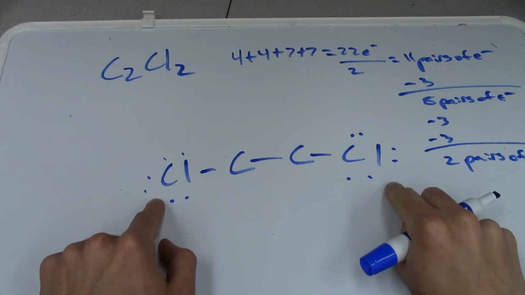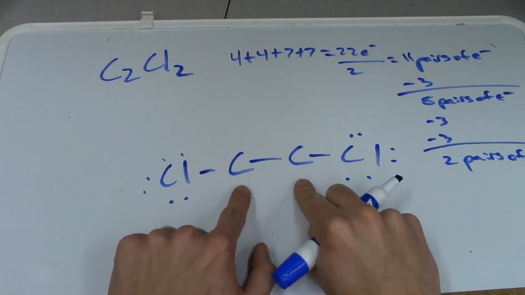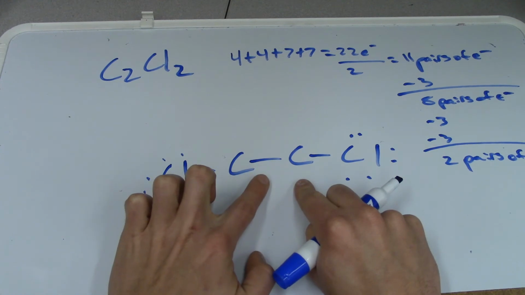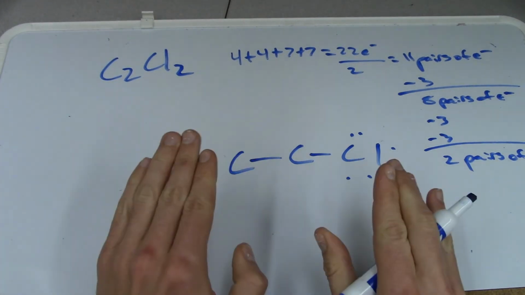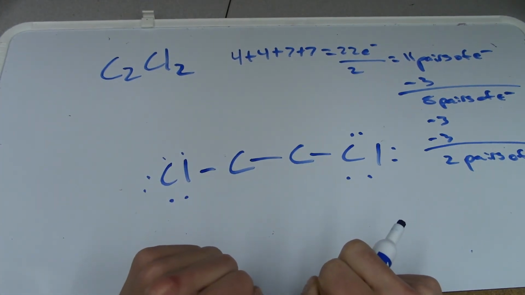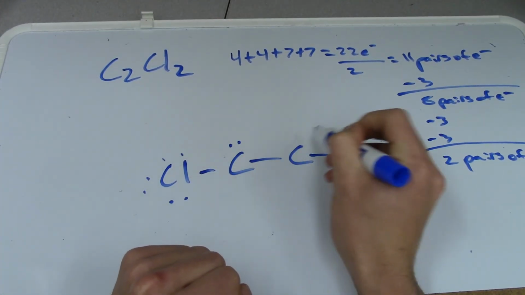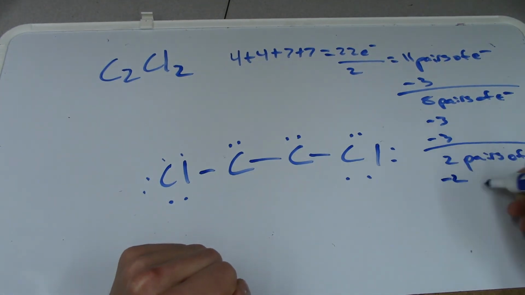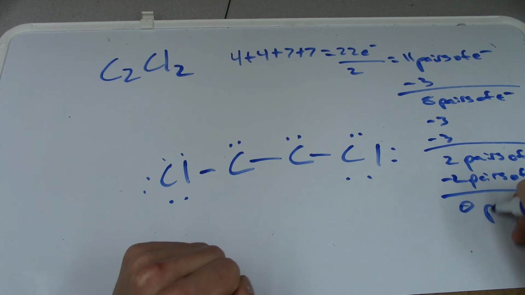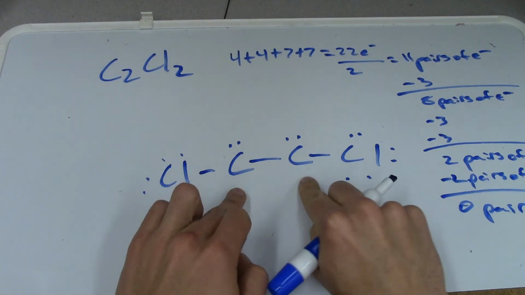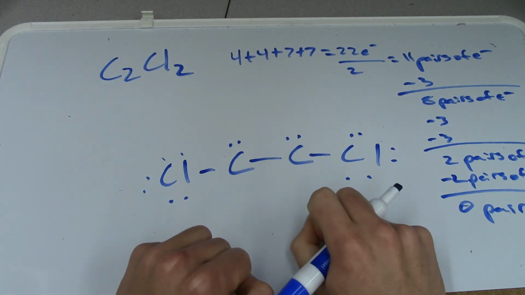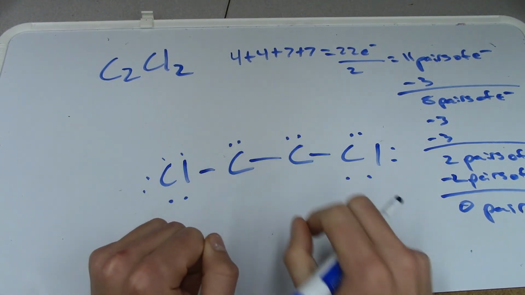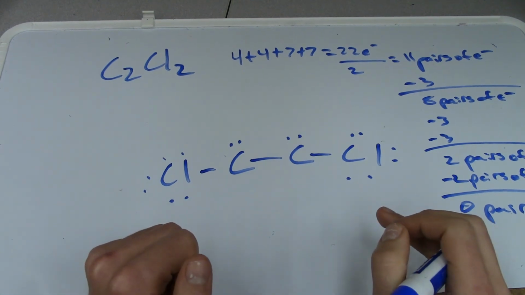My chlorines are stable, but let's take a look at the carbons. This carbon has 4 electrons, and this carbon has 4 electrons, so they do not have octet stability yet. Let's see if I try to put lone pairs. So I have 2 pairs of electrons left. Let's see what happens if I put them as lone pairs on the central carbon atoms. So now each carbon has 6 electrons. So closer, but not entirely stable.